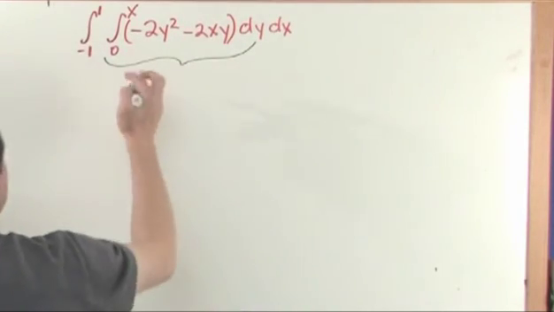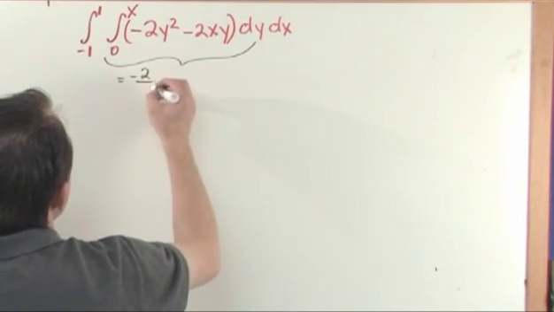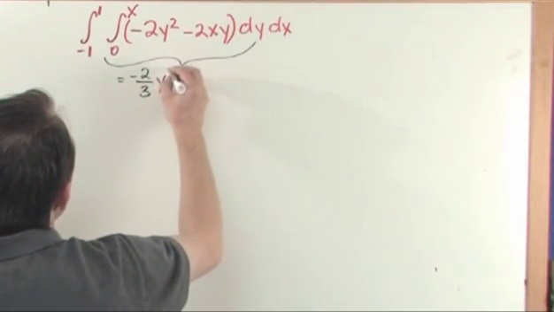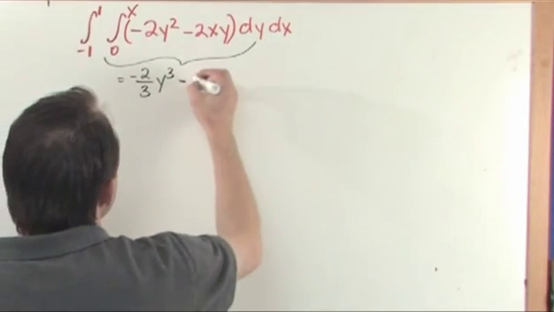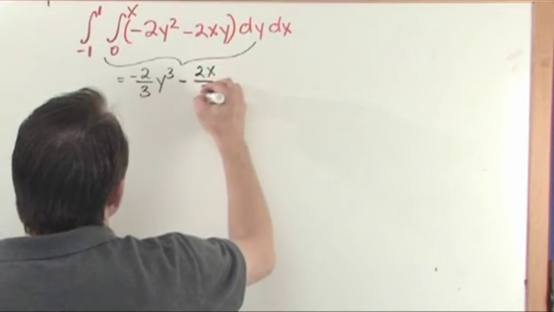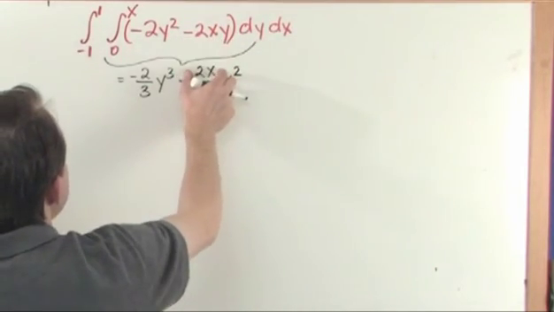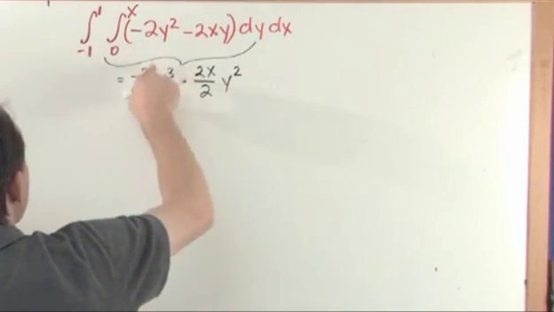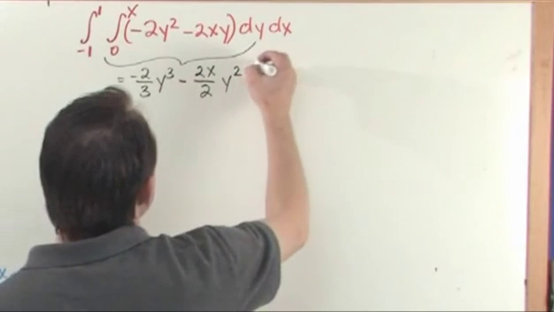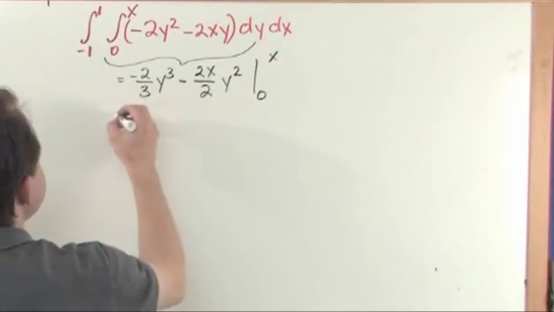Okay, so what we're going to have here is negative 2 over 3y cubed, because this is just a constant there, minus 2x over 2y squared. This is a constant, so it comes out, 1/2 y squared, just a regular polynomial integral. This is a constant, 1/3 y cubed, and we're going to evaluate this from 0 to x. Okay, so let's do that.